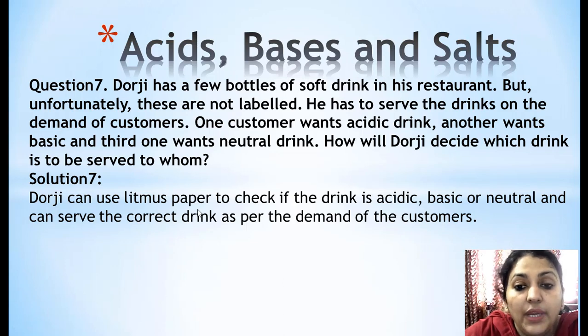Okay. And if we dip a red litmus in a base, what will happen? It will turn into blue color. And if the drink is neutral, what will happen? No color change will be observed for both the litmus papers, I mean blue litmus and red litmus papers. Alright, clear? Okay. Question number 8.